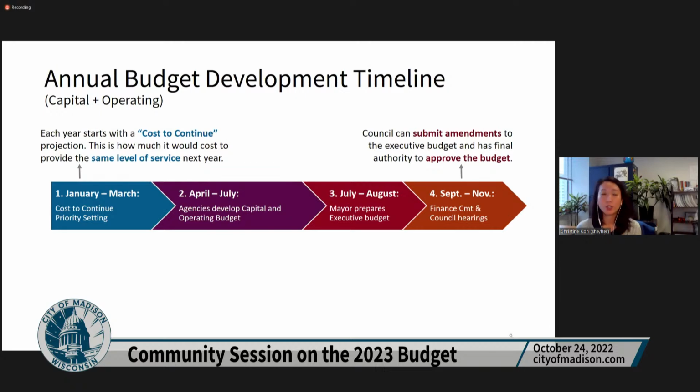In the spring, between April and July, we hand it over to the agencies to develop their own capital and operating budgets, where they identify what the priorities are for their agencies and identify any changes in their operations. Throughout the summer, agencies present their budget to the mayor's office, and the mayor prepares the executive budget, which is introduced to the Common Council in September and October. So then throughout the fall, there are a number of budget hearings, public hearings, where the public has the opportunity to ask questions and engage in the budget process. And the council also has the opportunity to submit amendments and ultimately approves the budget in November.